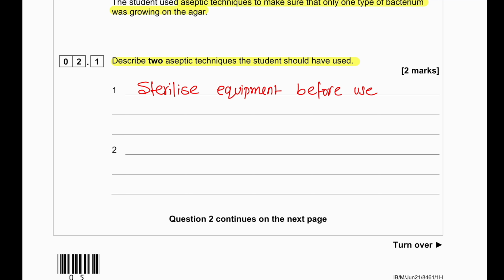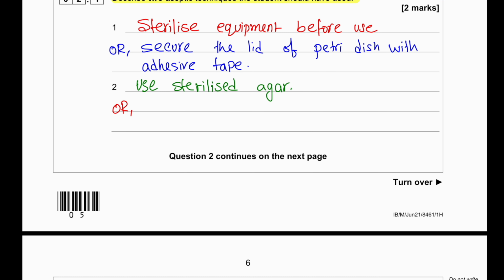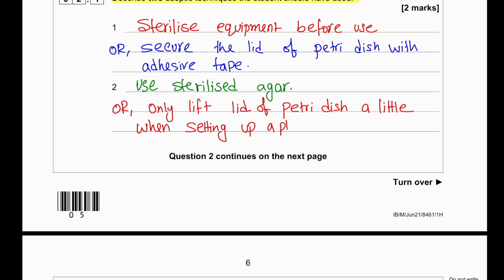Some alternative answers will be: the lid of the petri dish was secured with adhesive tape so that only one type of bacteria grows, and the lid of the petri dish was lifted a little when setting up the plate so that no new bacteria is introduced into that particular agar plate. So those 2 points are alternative points, and the first 2 points are the better points. You may choose to write the first 2 points.